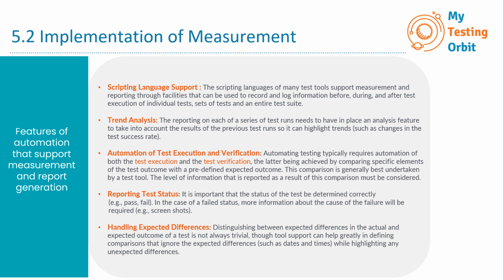For example, date and time variations. And automation tools can assist in defining these expected differences and ignoring them in the comparison. This ensures that only unexpected differences are highlighted, making it easier to spot the real issues.